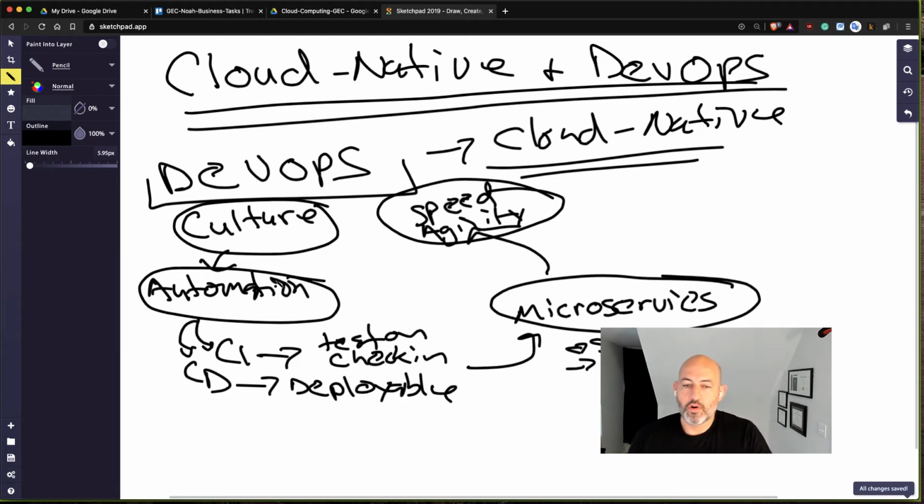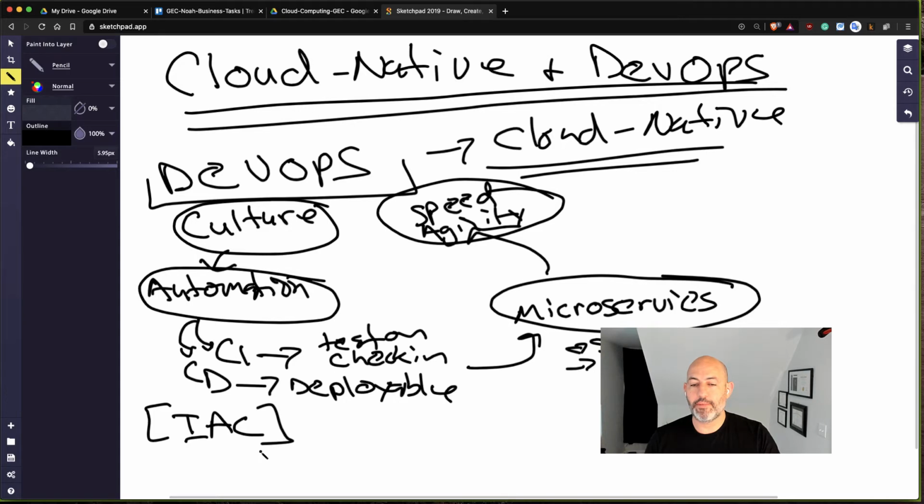So the automation is somewhat straightforward in that you are testing your code every time you check it into GitHub. Your code is also deployable automatically, but each of these components, why does this automation exist, and how is it made possible with the cloud? Well, one of them is that infrastructure as code couldn't exist in a physical data center environment. It doesn't even make sense.